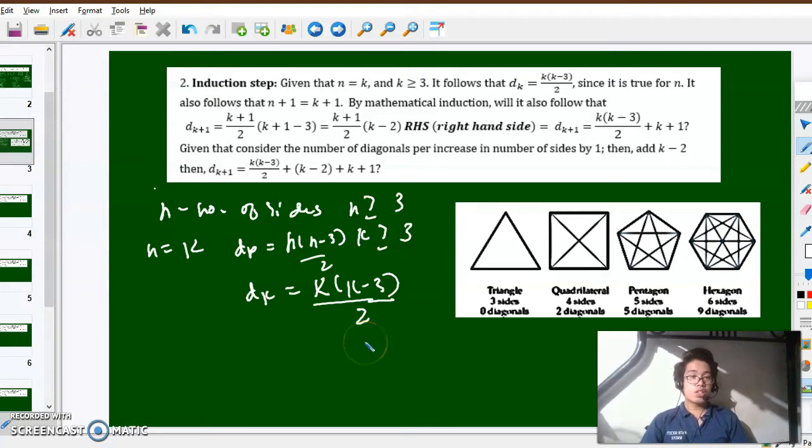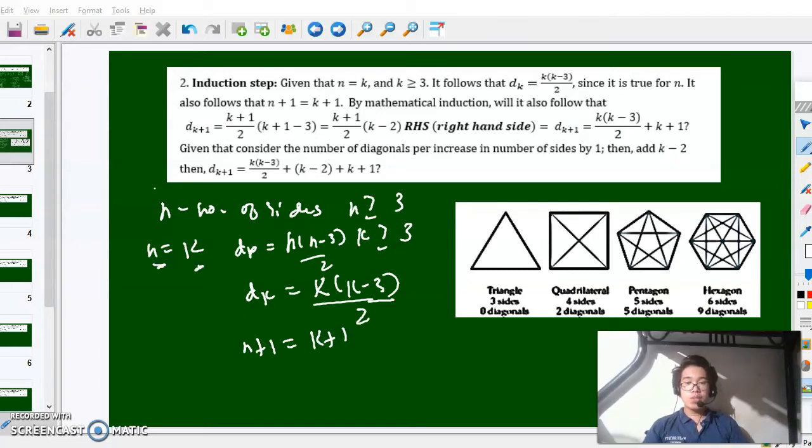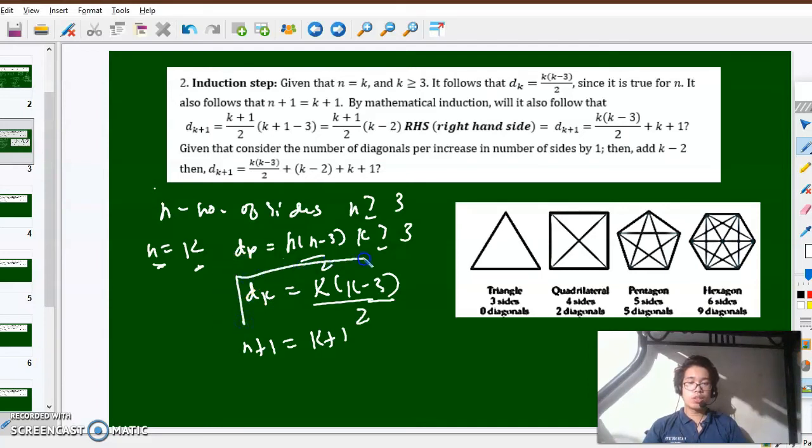Since it is true for n, it also follows that n plus 1 is equal to k plus 1. So that's given by the formula right here. So we have here n plus 1 is equal to k plus 1. What we're going to do here is we see this formula. This is the new formula that we have for the mathematical induction. D sub k is equal to k times k minus 3 all over 2. We're going to try to replace k with n plus 1.